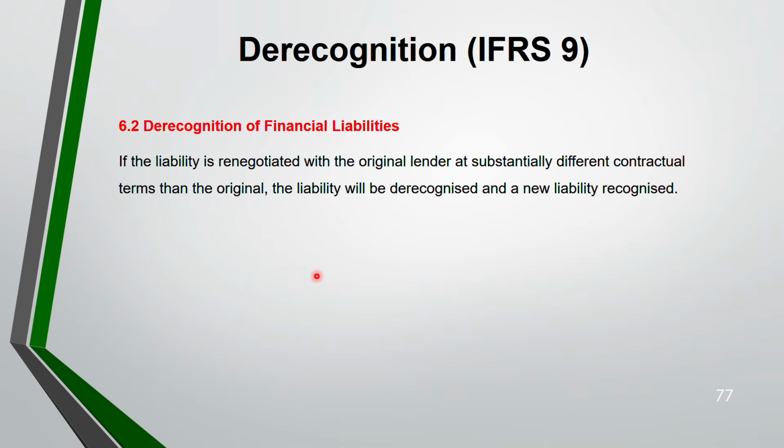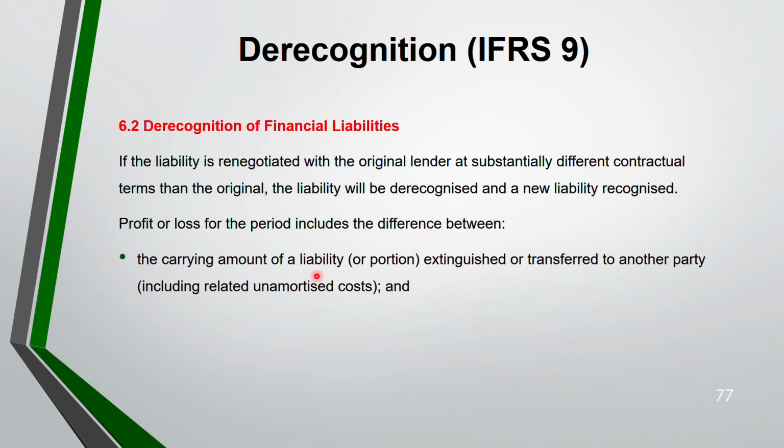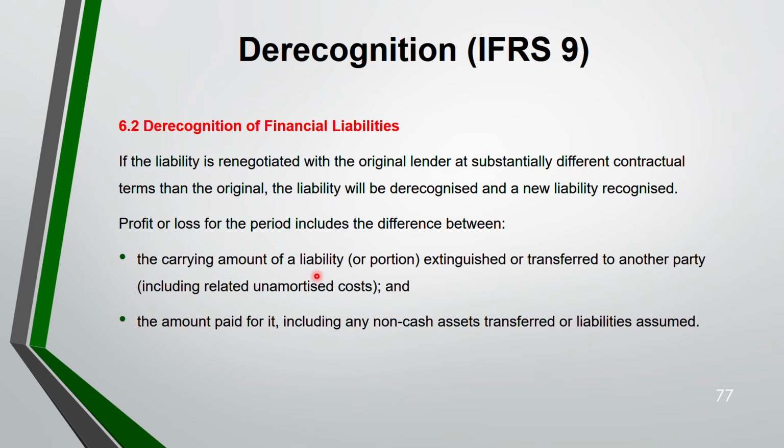If your liability is renegotiated with the original lender at substantially different contractual terms than the original, you have to recognize a new liability and derecognize the old liability. Now you have to recognize profit and loss between the carrying amount of the liability that you have transferred and any amount paid for it. It could be any non-cash asset transfer.